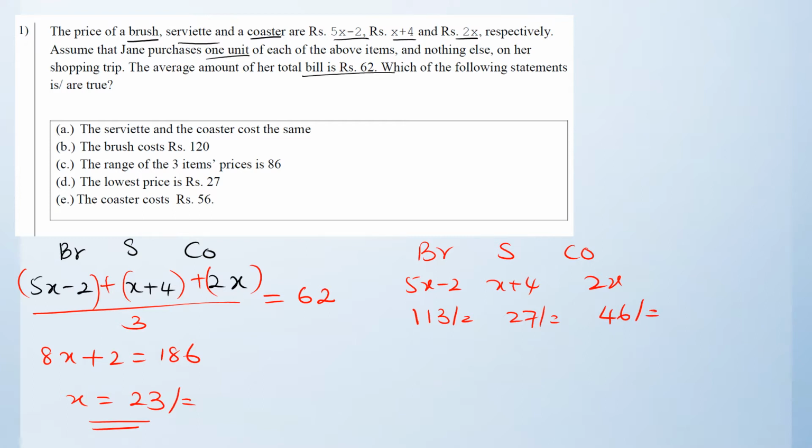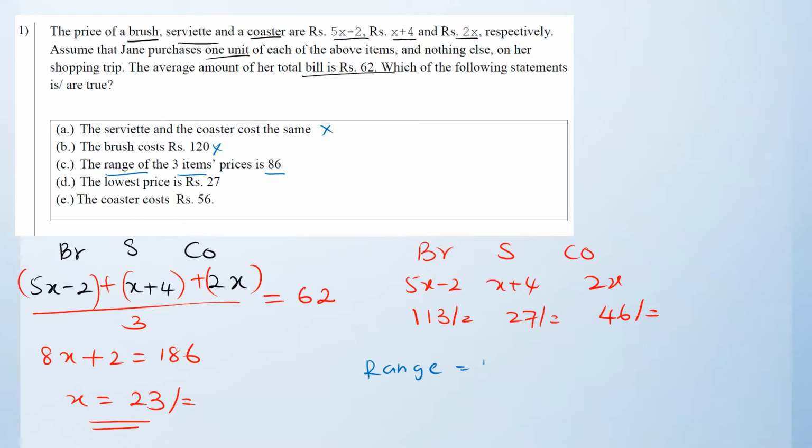First one. The serviette and the coaster cost the same. Wrong. The brush costs 120. Wrong. The range of the three items is 86. We have to find it.